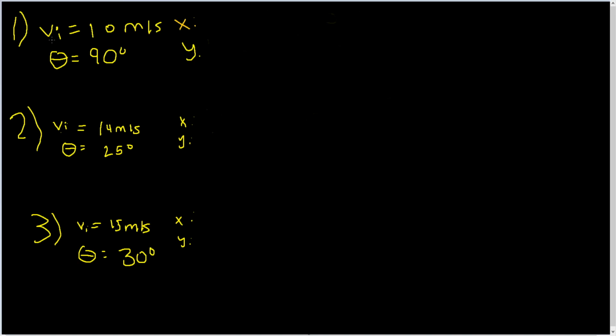So we're going to start off this first problem, relatively easy. We see that our initial velocity is 10 meters per second, and we see that our theta, which is our angle, is 90 degrees. So if you want to pause the video here and try this yourself to find the horizontal and vertical, you can do that, but I'm going to show the answer right now.